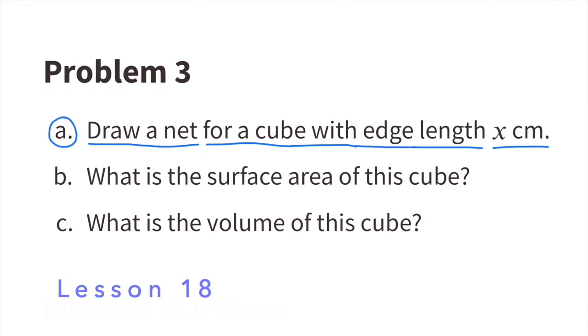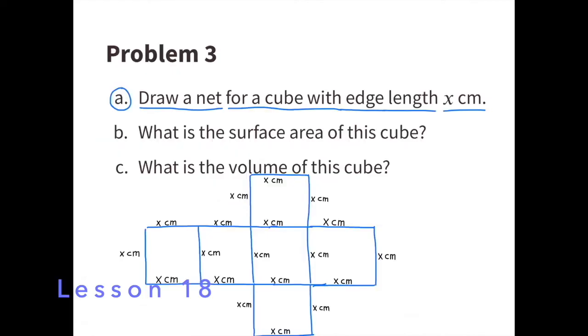Number 3. A. Draw a net for a cube with edge length x centimeters. Here's the net for the cube with edge length x centimeters. The x is a variable that represents an unknown value. B. What is the surface area of this cube? That's also like asking, what is the surface area of this net?